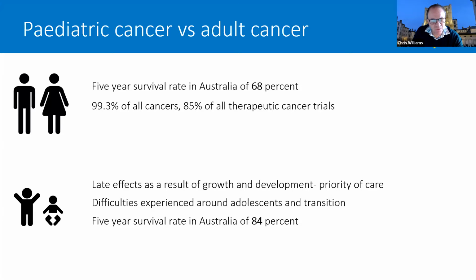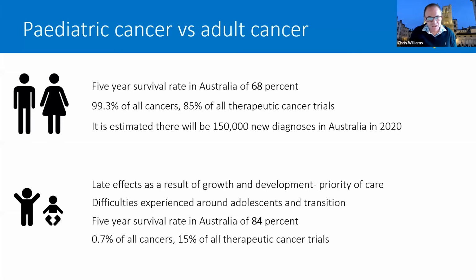About 99.3% of all the cancer we see in Australia is in the adult world, and about 85% of all the clinical trials happen in the adult. However, only 0.7% of all cancers we see are in children under 15, but I think we really punch above our weight with clinical trials. About 15% of all the clinical trials we see in Australia are from that small cohort of children. This is a big number.